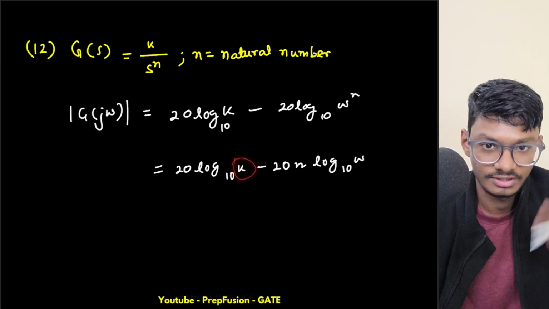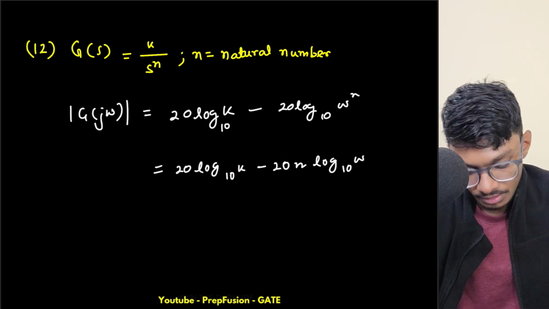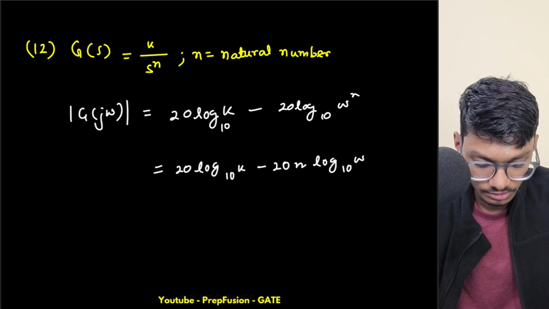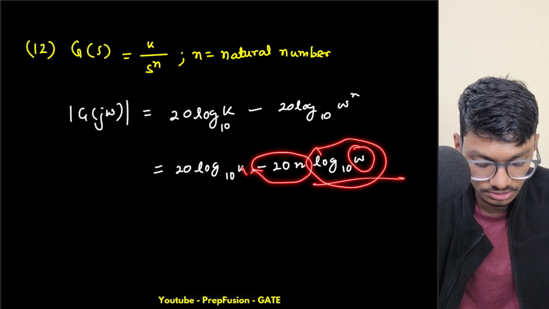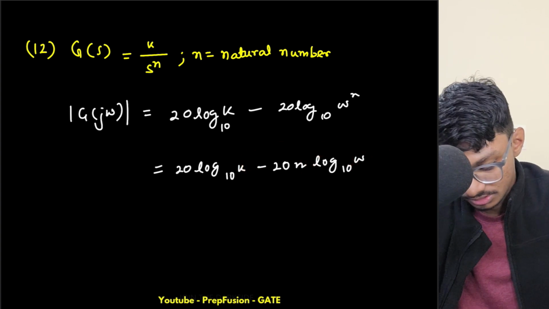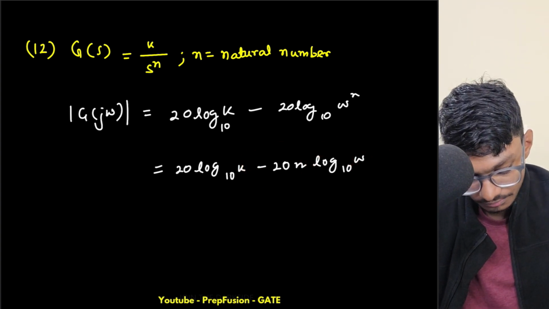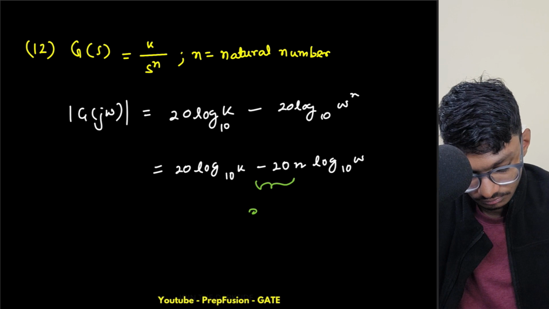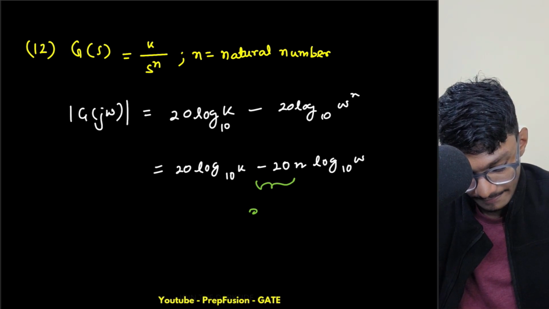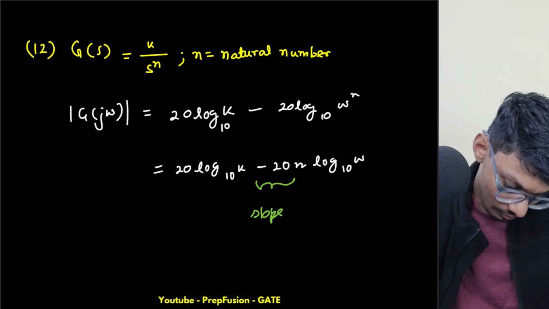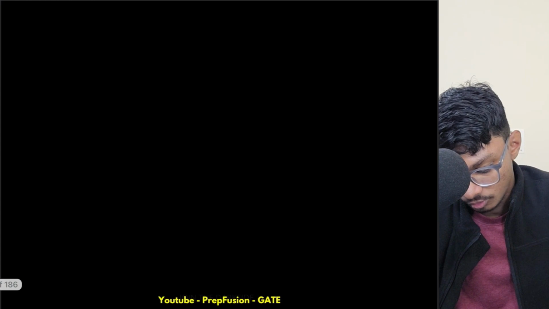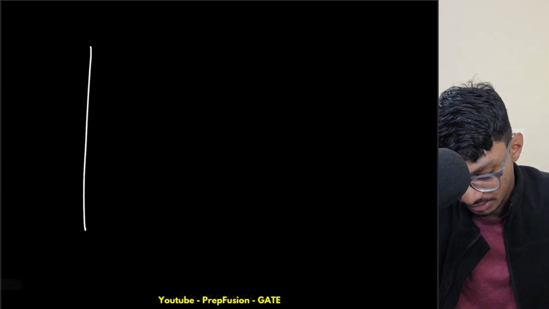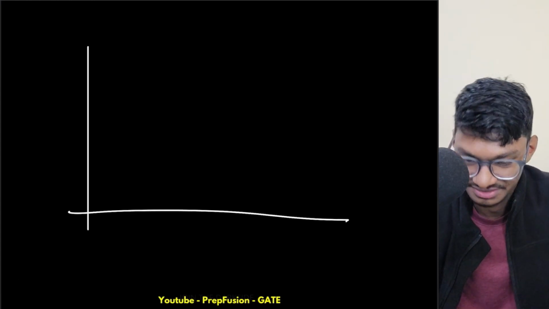Now it depends on whether k is greater than 1 or less than 1. But what does this do? This is a slope basically, depending on omega. As log 10 omega is varying, this is a slope. So my slope is minus 20n. Now if my slope is minus 20n, what does this mean? My Bode plot, gain plot, will look something like this. Phase plot is boring because it is constant.